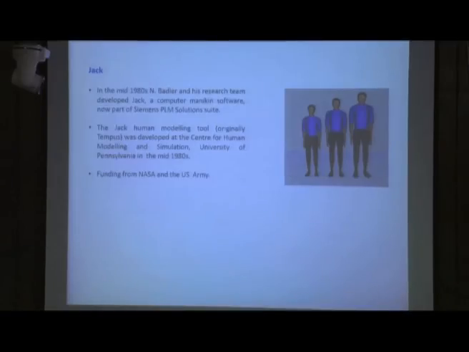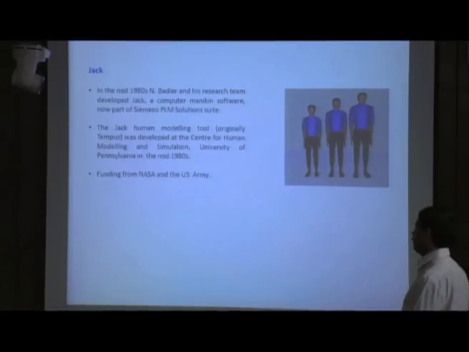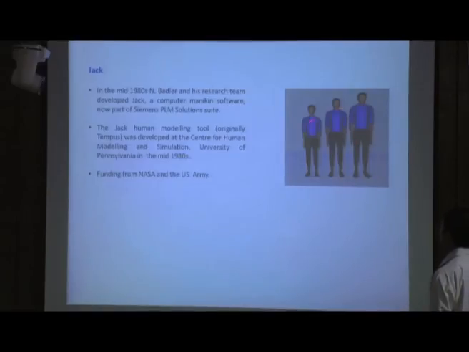Then gradually more advanced software came. In the mid 1980s, N. Butler and his research team developed the software Jack. This is a computer graphics software which is now being marketed by Siemens PLM Solutions. The Jack software was initially known as Tempest, and it was developed by the Human Modeling and Simulation Group, University of Pennsylvania, and it was funded by NASA and the US Army. If you look at the models, this model is relatively more realistic than the earlier models.